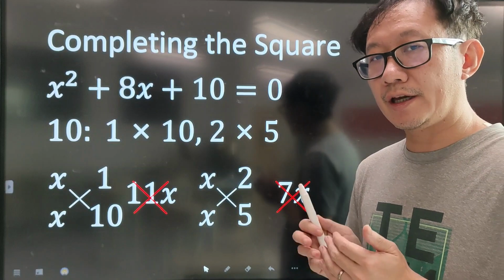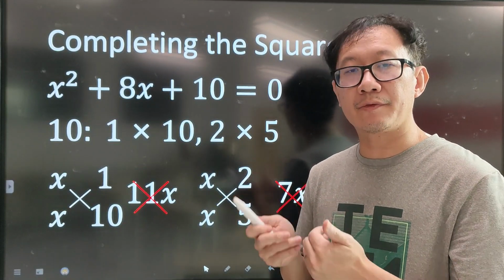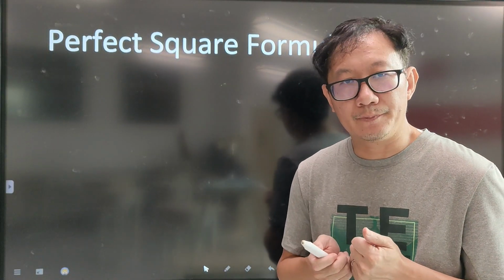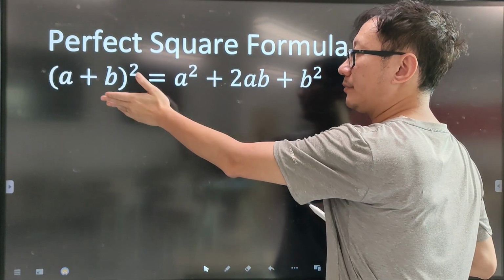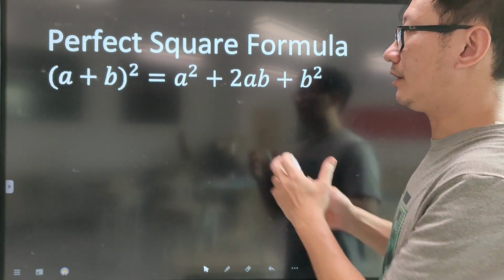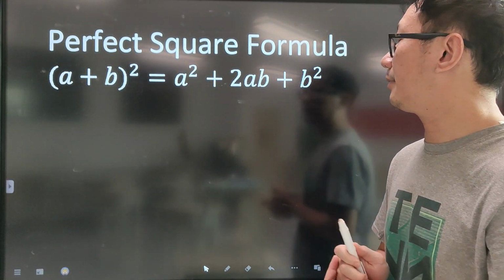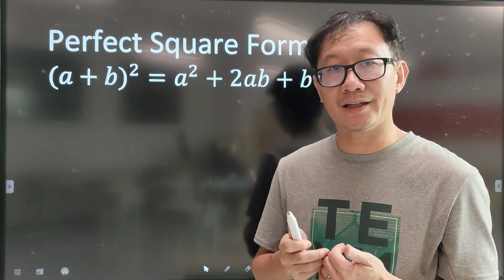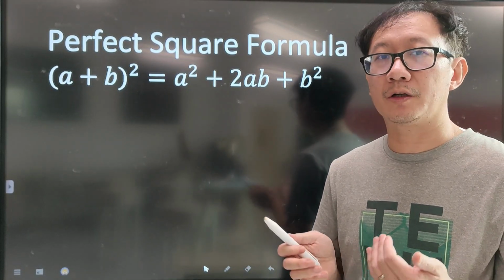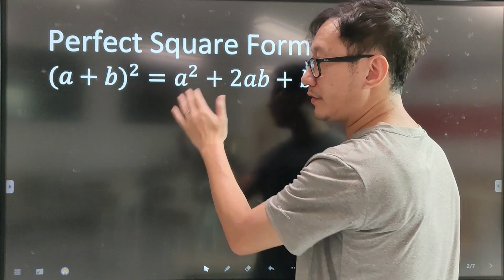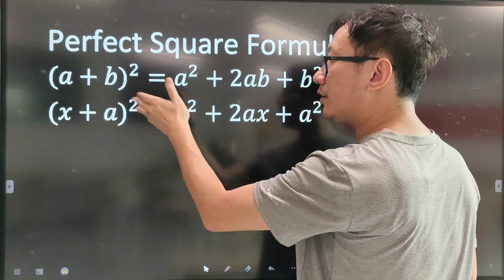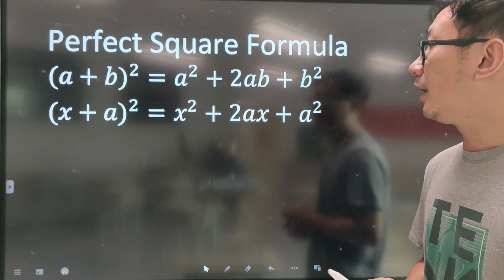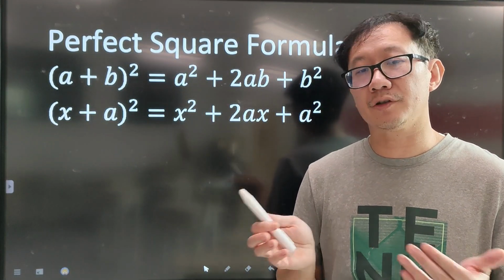Completing the square actually comes from something you have learned before called the perfect square formula. Perfect square formula is basically this: a plus b, the whole thing squared, equals a squared plus 2ab plus b squared. Now we are going to change the letters so that they better fit our quadratic equation. So we're going to rewrite this as x plus a, the whole thing squared, equals x squared plus 2ax plus a squared.